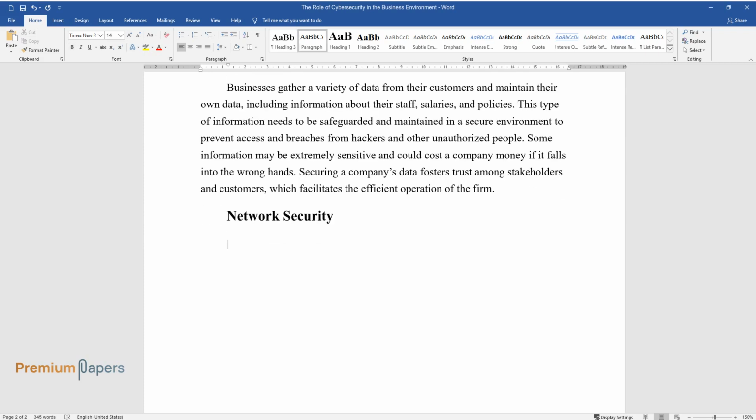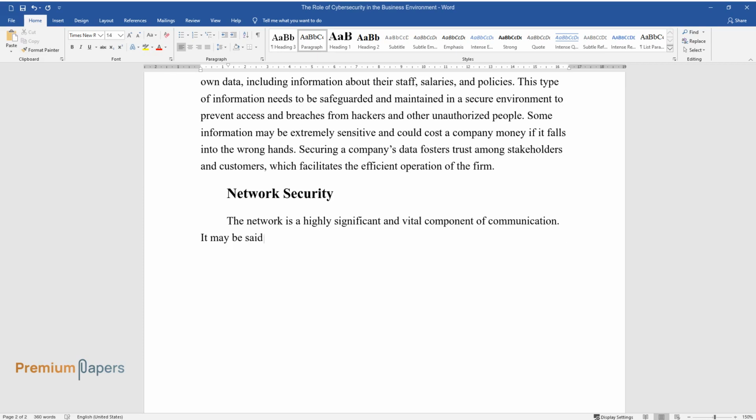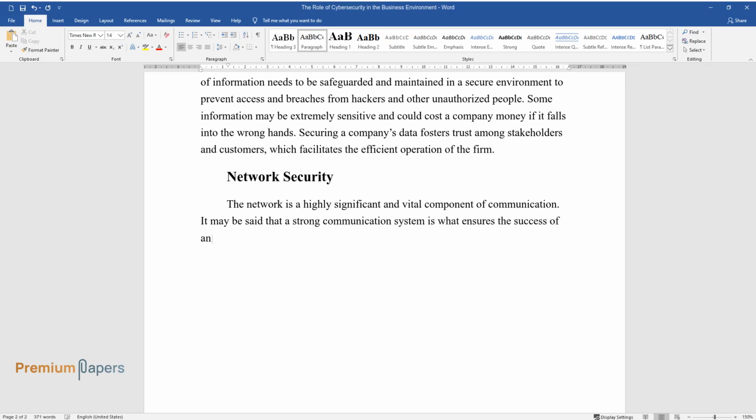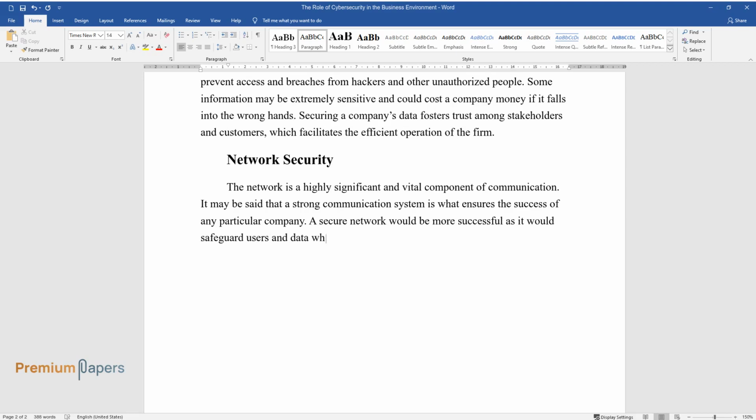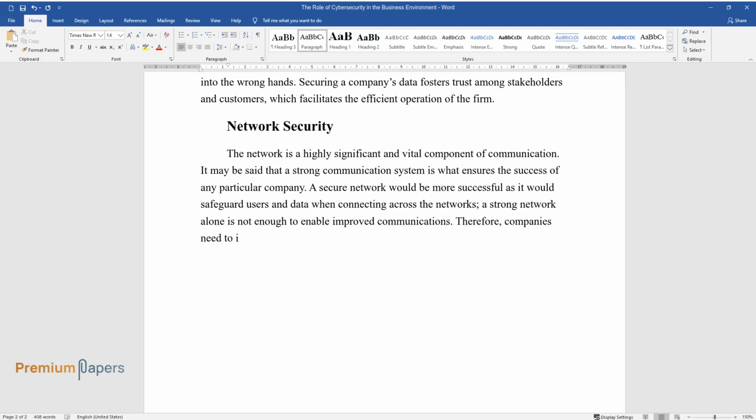Network security. The network is a highly significant and vital component of communication. It may be said that a strong communication system is what ensures the success of any particular company. A secure network would be more successful as it would safeguard users and data when connecting across the networks. A strong network alone is not enough to enable improved communications. Therefore, companies need to implement systems that would provide secure networks.